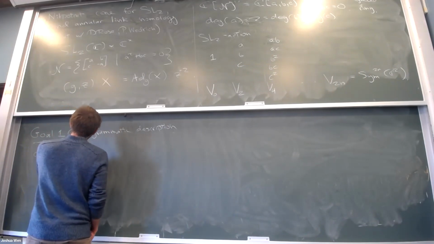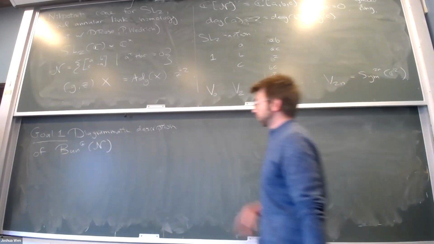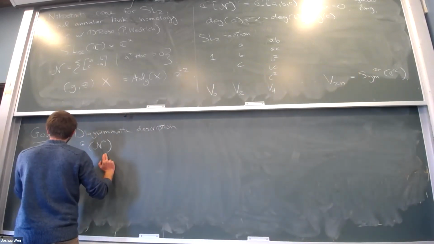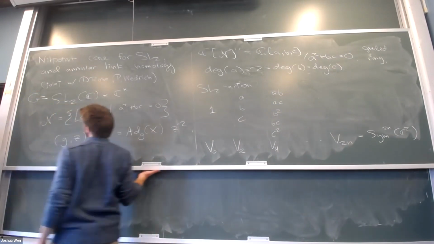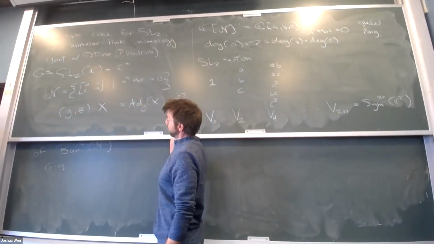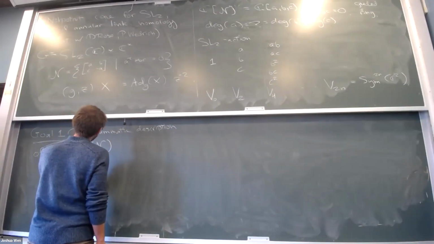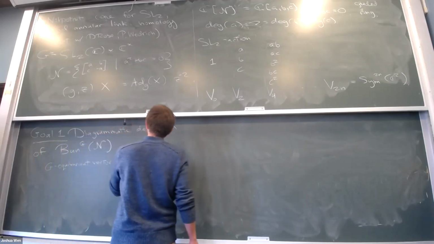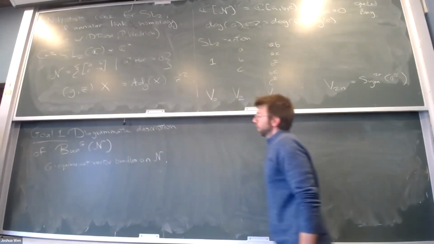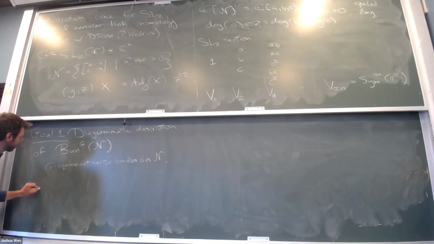So I'm going to denote by Bun_G the notation for G-equivariant vector bundles, where G is this group, SL2 times C star. So this is going to be my notation for G-equivariant vector bundles on the nilpotent cone. And I want to give a diagrammatic description of this category in terms of what are called Gaudet's intermediate diagrams.